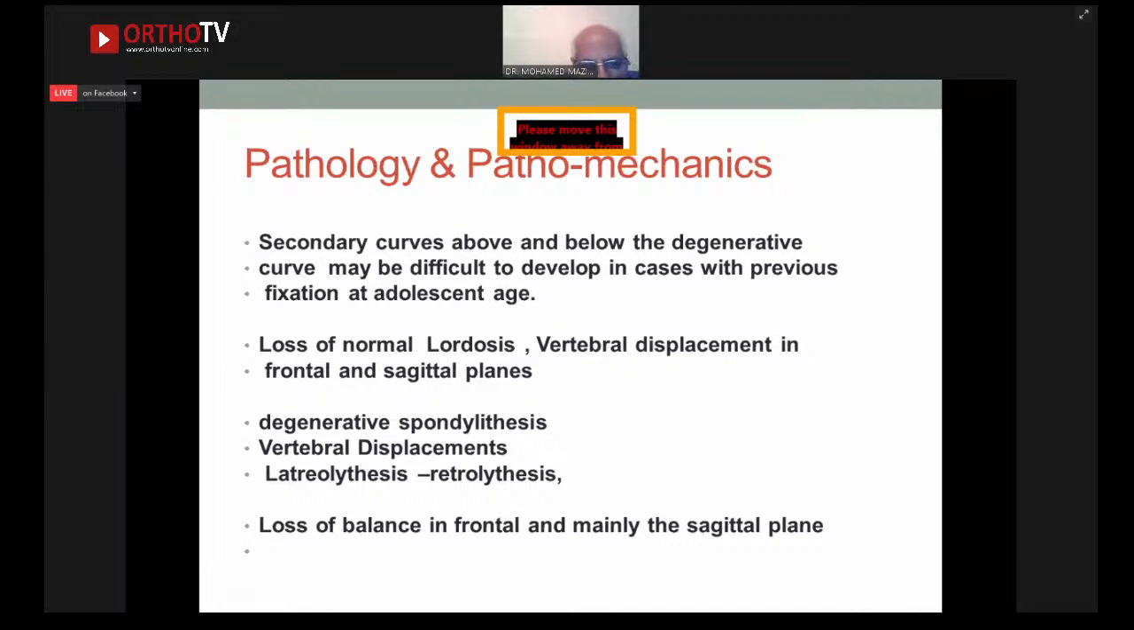With loss of normal lordosis, vertebral displacement takes place in the frontal and sagittal plane. So degenerative spondylolisthesis will take place with vertebral displacement, lateral listhesis, and anterolisthesis. And this ends up with loss of balance in the frontal and sagittal plane.